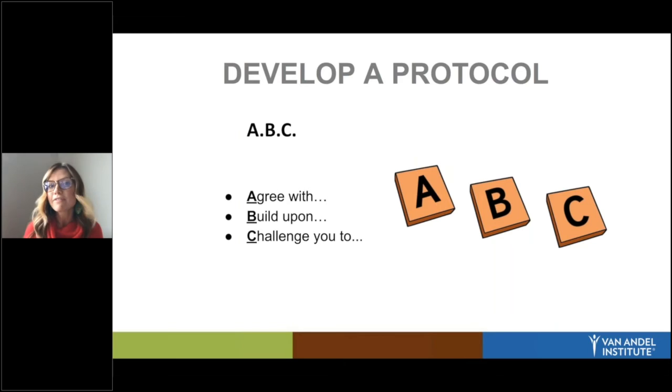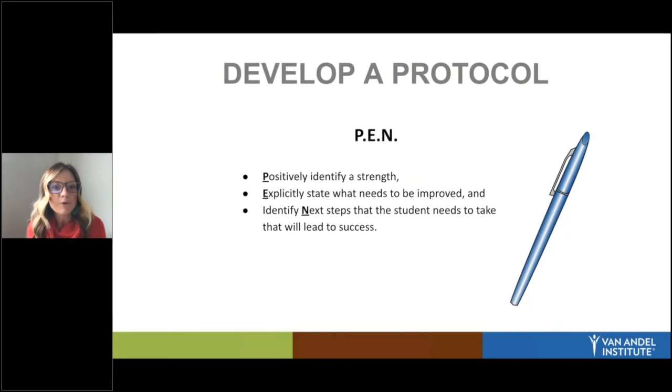So this first one is called the ABC. So it's agree with, build upon, and challenge you to do. So just agree with something that they have in their work, find a way for them to build upon that work, and then challenge them with something, whether it's taking it the next step further, or maybe it's challenging them to find something else that they can improve upon in their work. But that one's called the ABC protocol. There's also the PEN protocol, which is just positively identifying a strength, explicitly stating what needs to be improved, and then identifying those next steps that the student needs to take to lead to success.